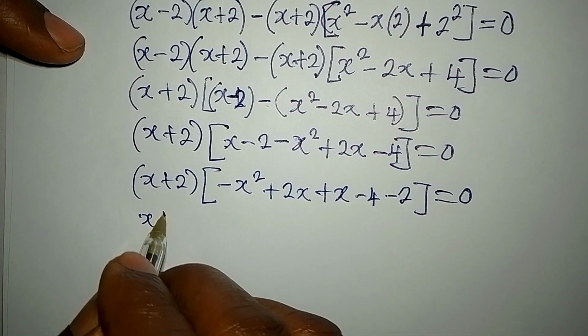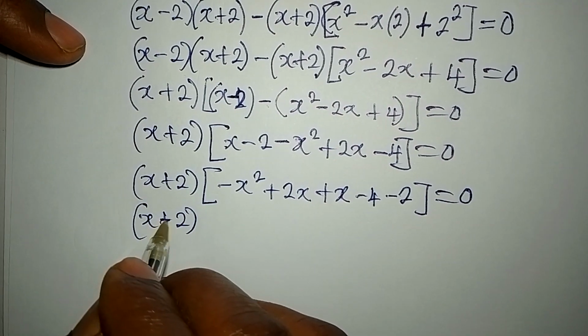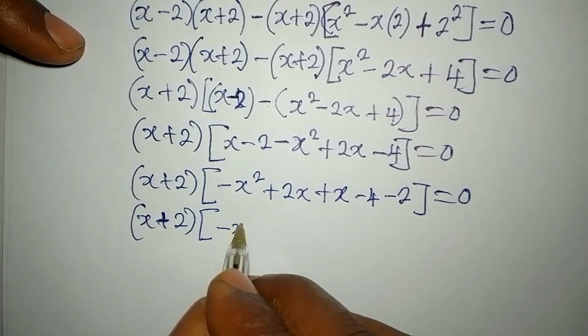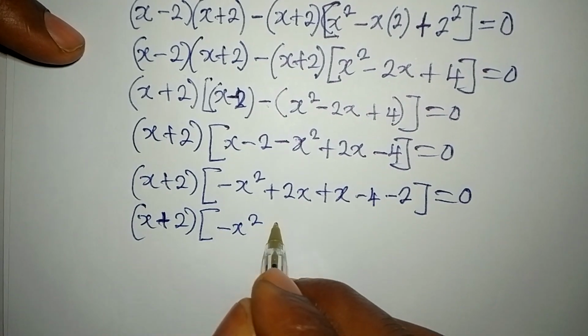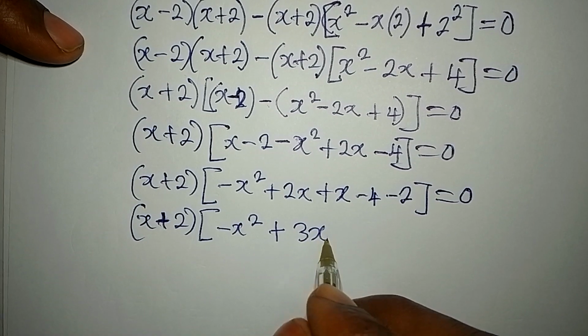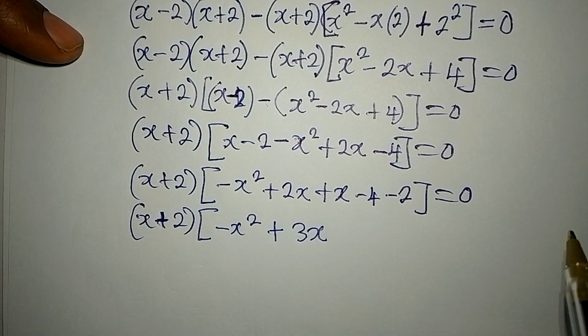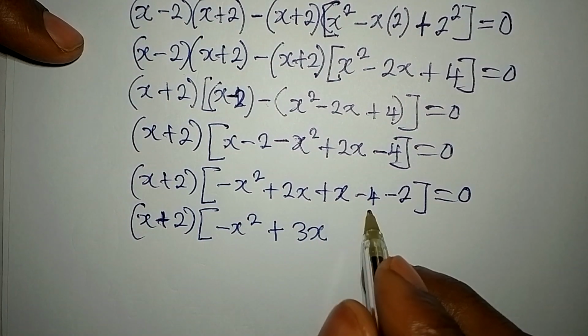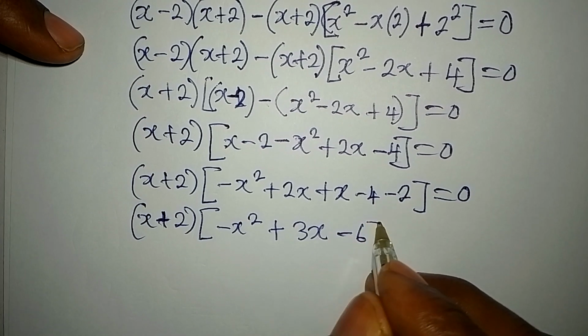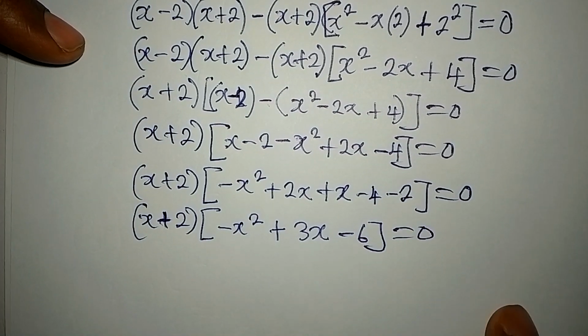Now we have x plus 2 as the common factor. Then we have minus x squared, then plus 3x. Okay, how did I get the 3x? I got this from 2x plus x, right? Then minus 4 minus 2 will give us minus 6. Close the bracket and equate this to 0.